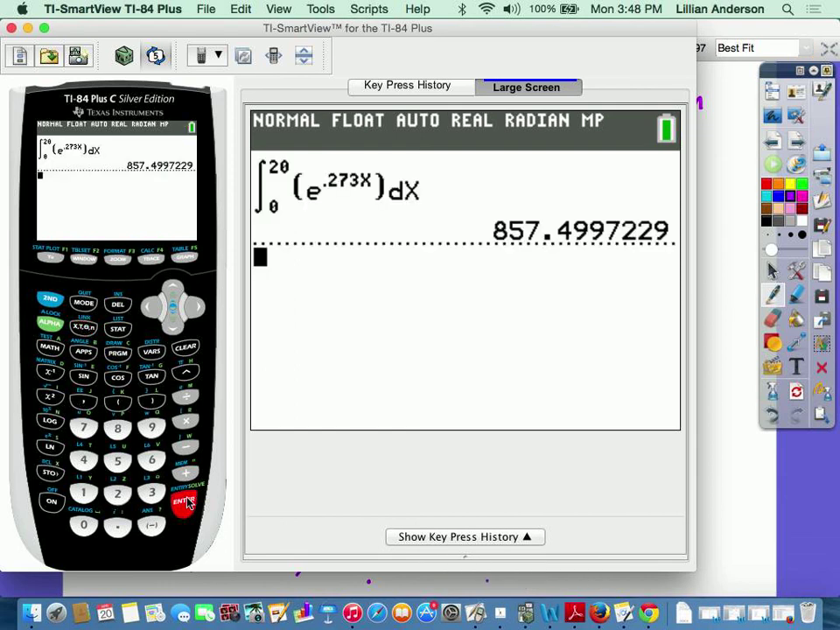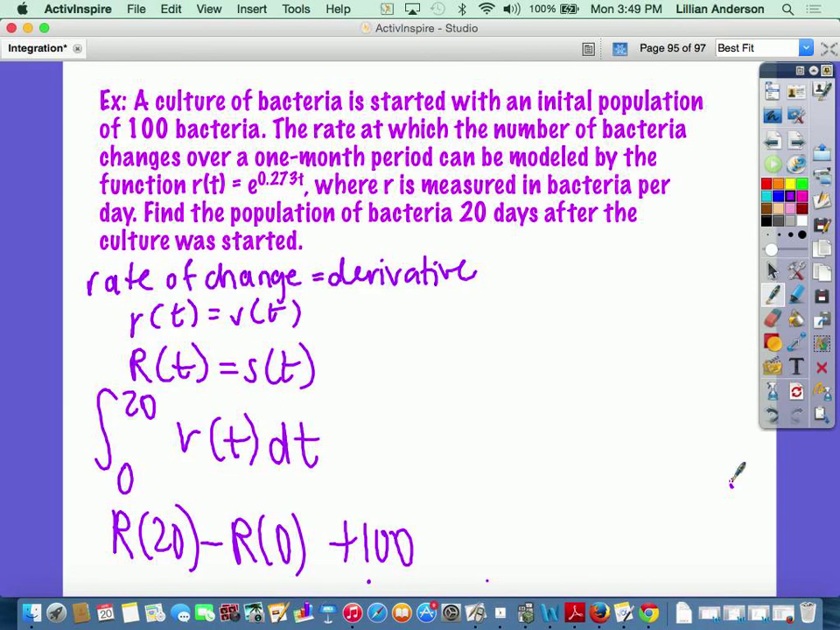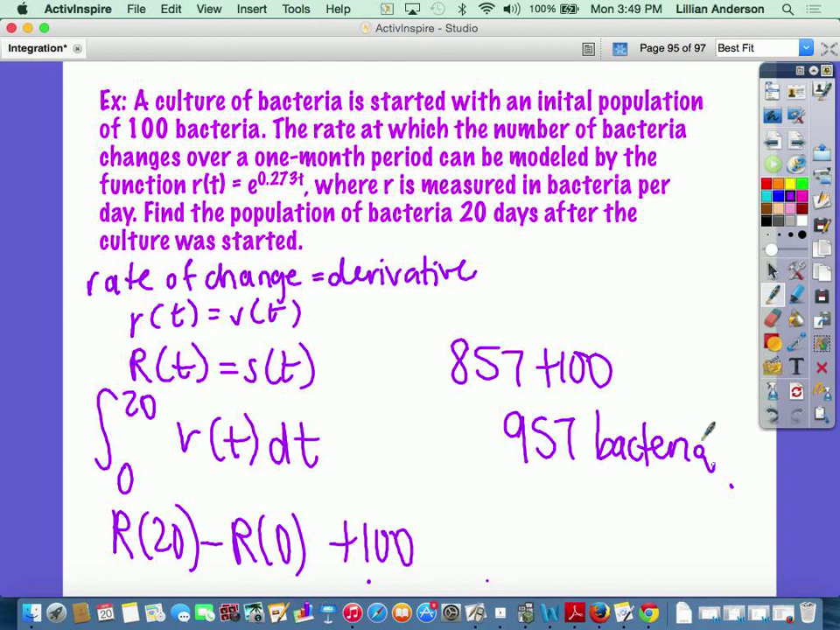And I evaluate that. To three significant figures, this is going to be 857. That 4 does not have me round up. Even though it's 0.499, with three significant figures, that 4 does not have that 7 round up. So 857, that's how much bacteria I have. But then I have to remember to add 100 to it. So 857 plus 100 is a total of 957 bacteria. And that's how many bacteria I have after 20 days from when the culture was started, with my initial 100. So hopefully this is basically just application type problems with antiderivatives and integration.